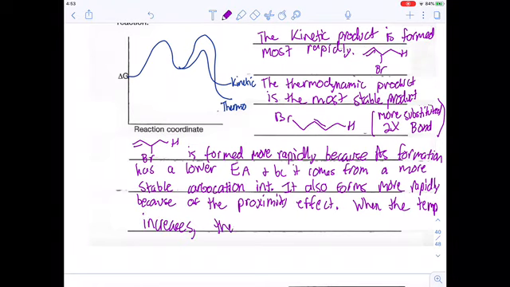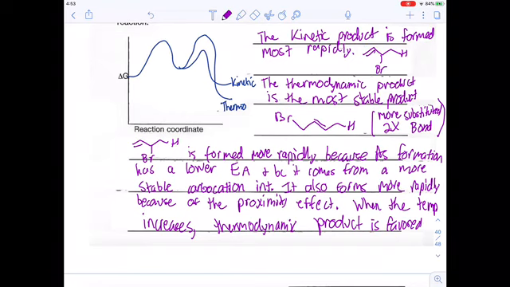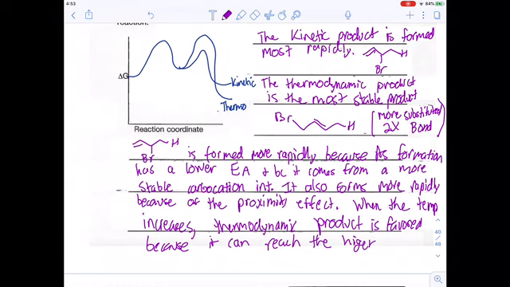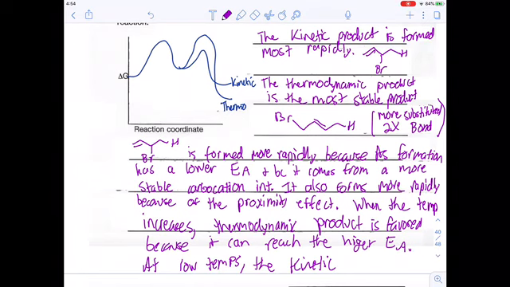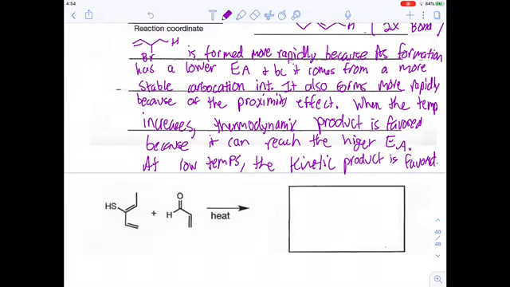Finally, when the temperature of the system increases, the thermodynamic product is favored because it can meet or reach the higher EA. At low temps, the kinetic product is favored. And when they say favored, they mean it is more present, like it is the majority or the major product.